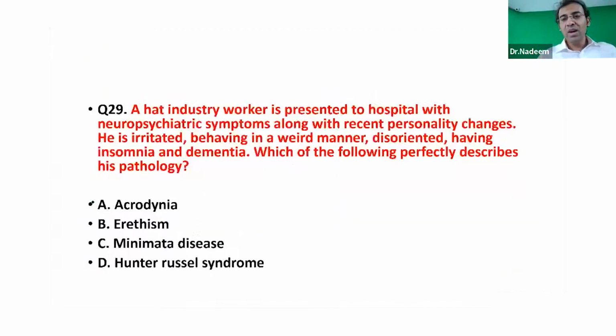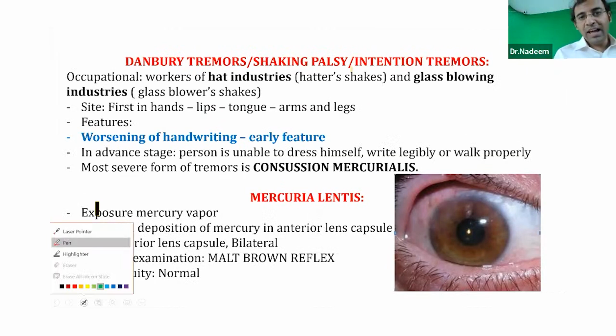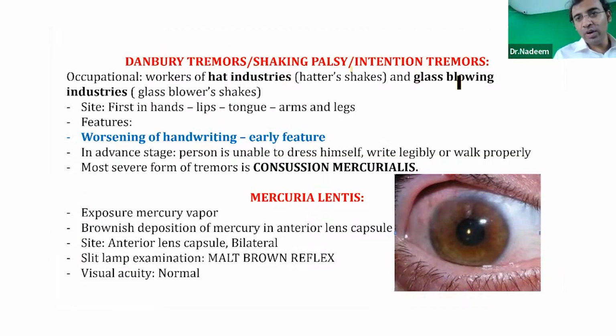Next, very, very important. A hat industry worker presents to hospital with neuropsychiatric symptoms. Along with recent personality changes, he is irritable, behaving in a weird manner, disoriented, having insomnia and dementia. So basically, which poisoning is this? Can you answer me? This is mercury poisoning, Hg, hydrargyrism. Very good. So see here, please understand here. When a person is working in a hat industry or glass blowing industry.